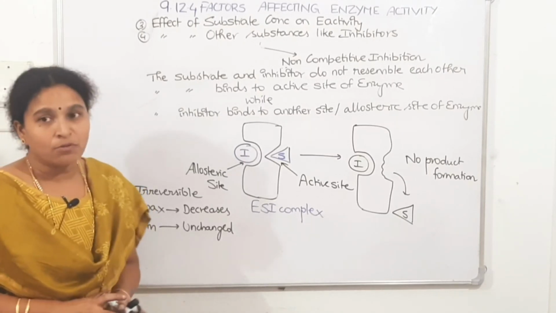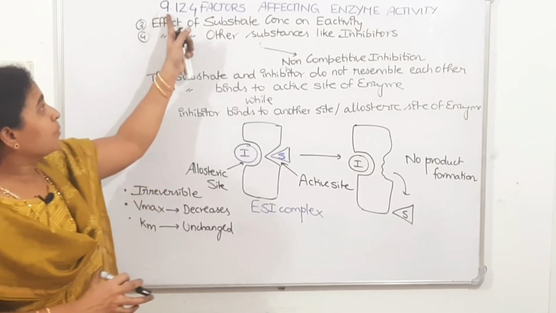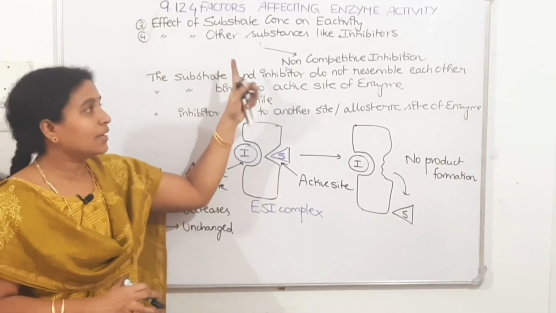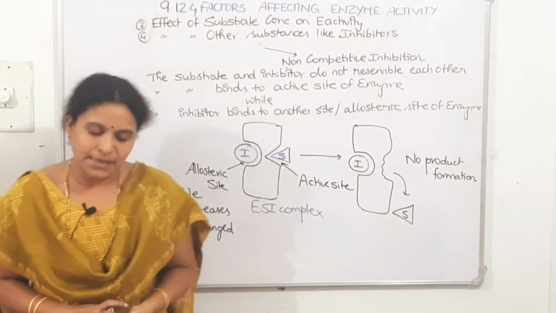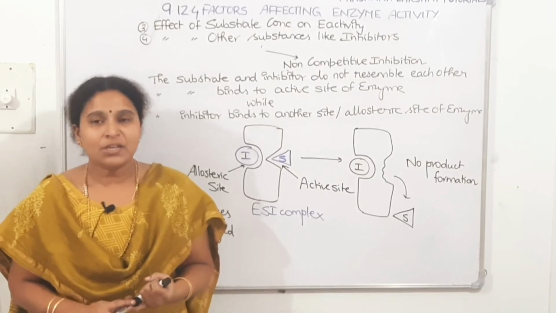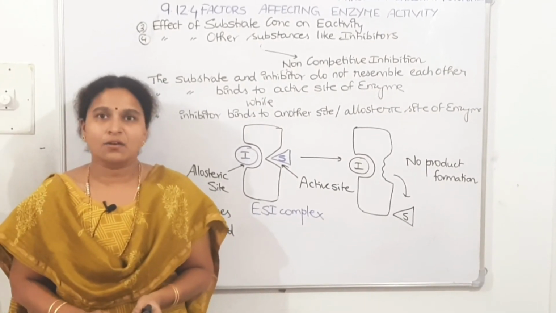So this is about the topic 9.12.4, factors affecting enzymatic activity. In the next class, we will talk about the nomenclature and classification of enzymes and cofactors.